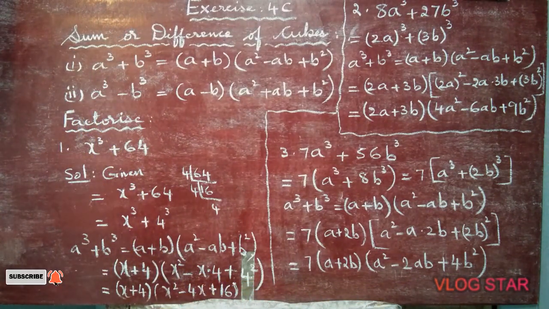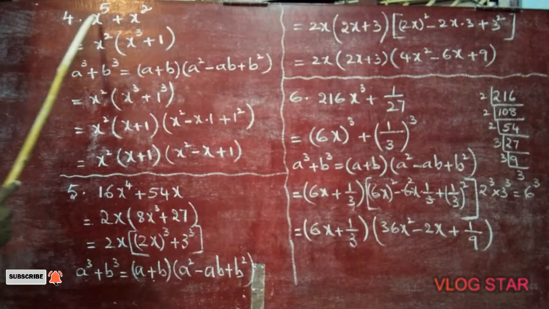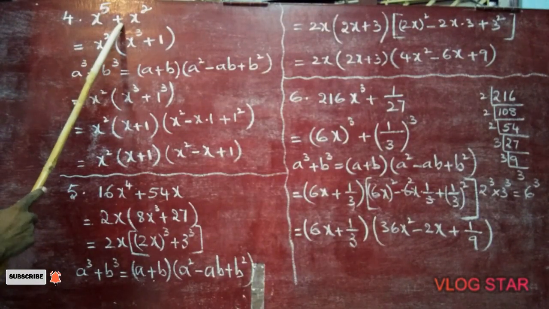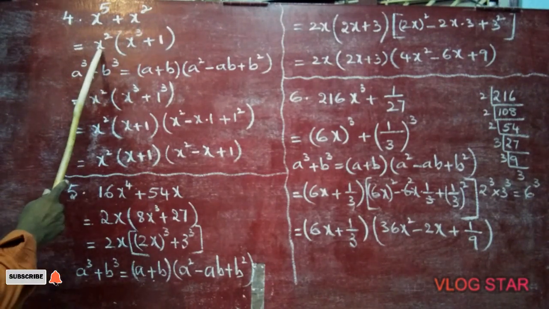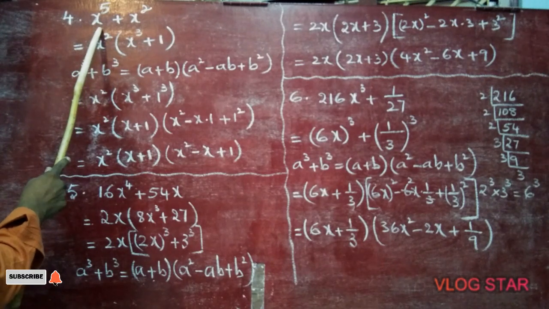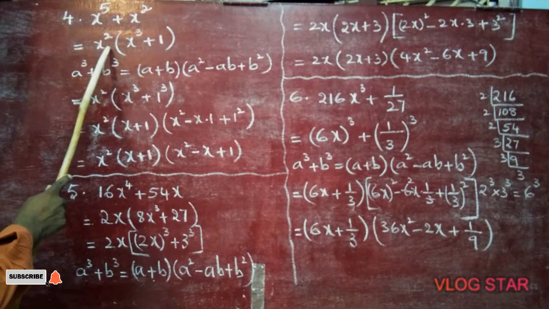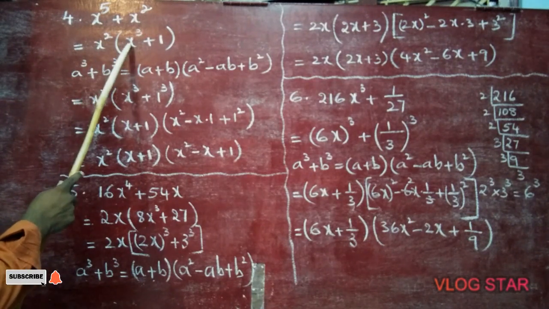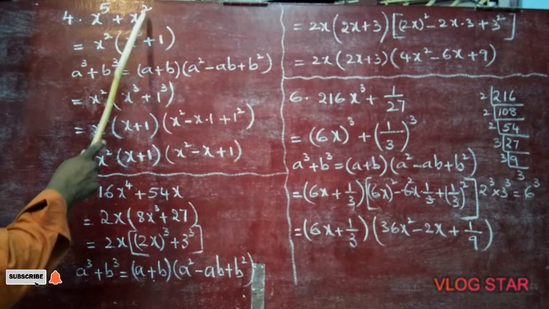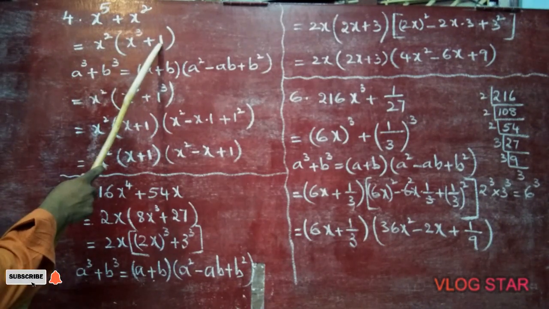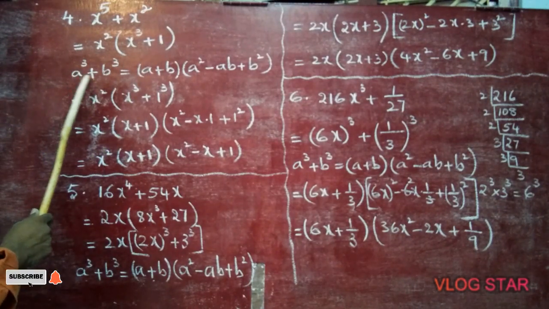Fourth problem. x to the power of 5 plus x square is given. On the whole, we are taking x square common because we have to bring it to the shape of a cube plus b cube. So x square, if I take common, here x cube will be there, and already x square we took outside, so 1 will be remaining. Now I got the shape a cube plus b cube.